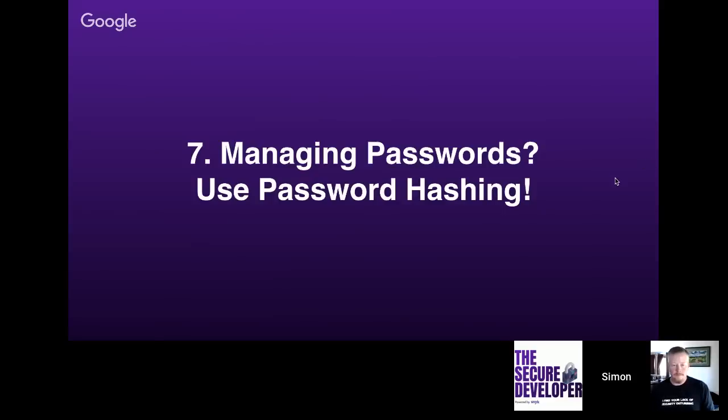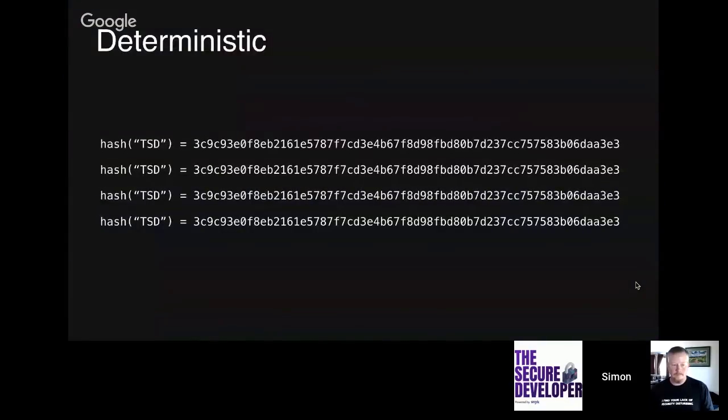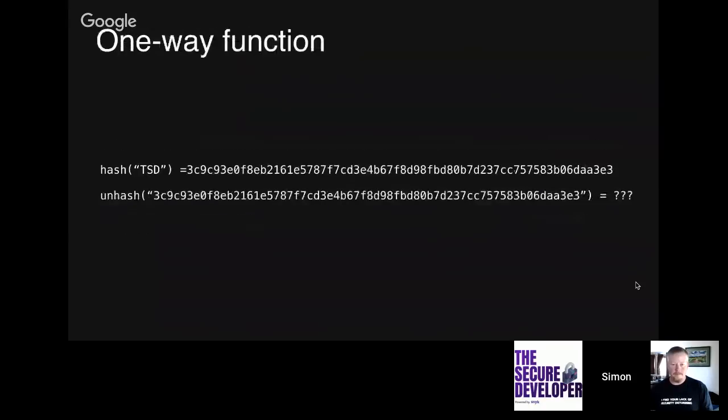So what are the rules of password hashing? Well, first of all, they need to be deterministic, obviously, because if you get given the same password, you want to provide the same hash for that password, so that you can compare it against your stored hashed version. So as many times as you hash "the secure developer", TSD, you should get the same hash value. And irrespective of how long the string is that we're trying to hash, you're going to get the same length hash for that. So it's deterministic.